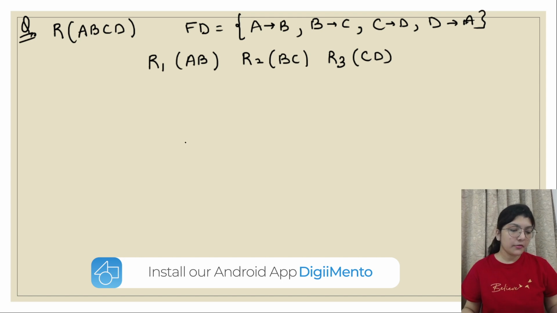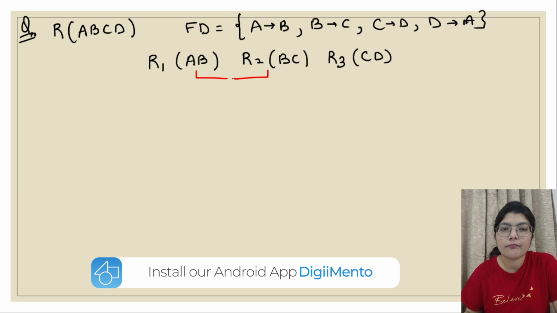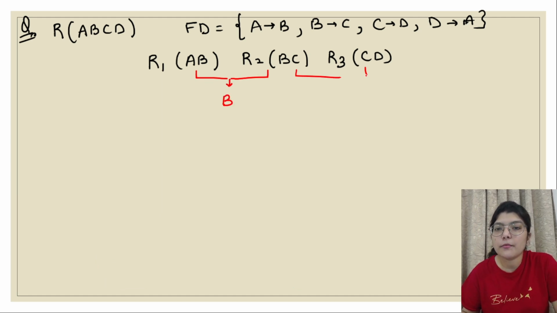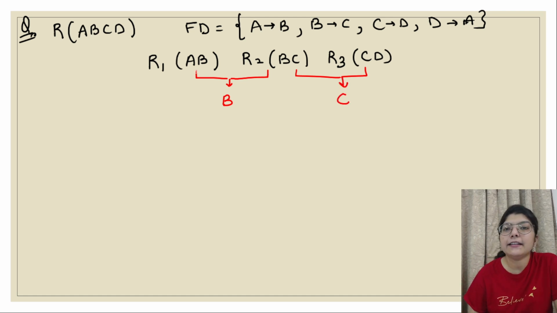So what is the common attribute over here? If you see, in these two the common attribute is B, and in these two the common attribute is C. Okay, so let us check whether we have the candidate keys or not.